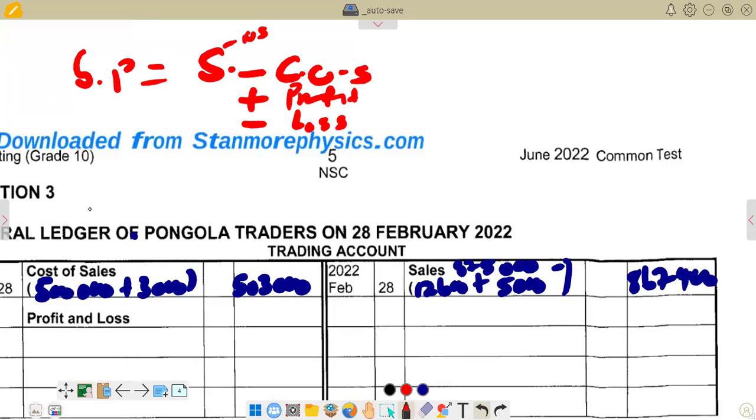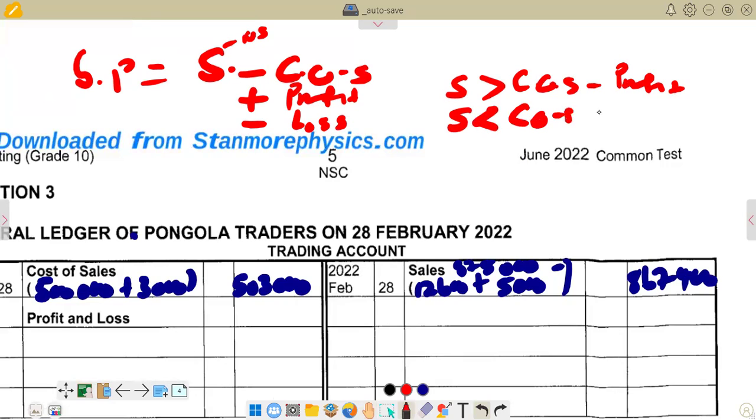So this is what we have. Basically, what we are trying to say here is, if the sales is greater than cost of sales, it's a profit. But if sales is less than cost of sales, it will give us a gross loss. So this is what we have. This is the same that we are going to do here.